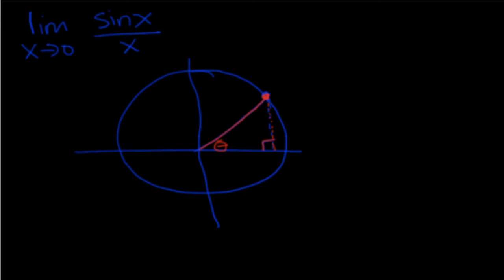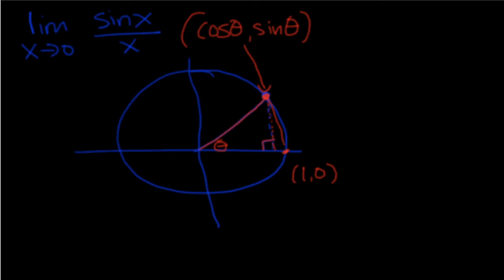We know this is some point x comma y, but because it's a unit circle, we know that cosine is x and sine is y. So this point right here, we can represent it as cosine comma sine. And we know that this point right here is 1 comma 0. And I'm going to draw this line down here to be a part of that triangle.